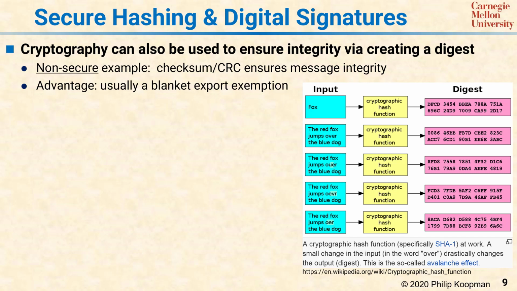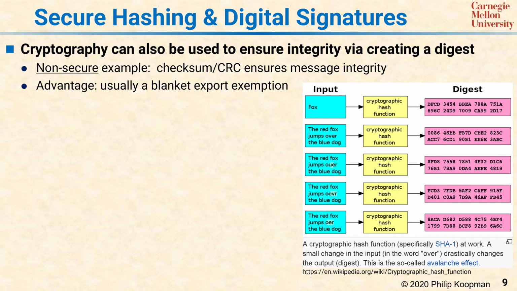Also, sometimes you don't actually care about secrecy. What you care about is integrity. For example, if you're ensuring that a software image is downloaded to a system without being changed, it might not matter what the binary code image is, but it might matter a lot to make sure no one's changed it. So for those kind of applications, you don't want secrecy, you want integrity, and that's what secure hashing and digital signatures do. With these approaches, cryptography is used to ensure integrity via creating a digest. Now, what's a digest? Well, a non-secure digest is a checksum or CRC used to ensure message integrity.